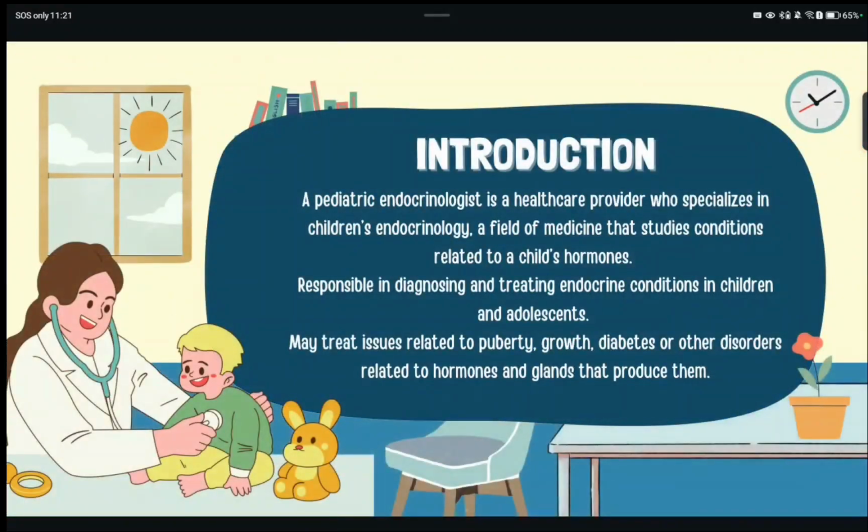First off, I would give a brief introduction about the specialty that I've chosen. A pediatric endocrinologist is a healthcare provider who specializes in children's endocrinology, a field of medicine that studies conditions related to a child's hormones, and they are responsible for diagnosing and treating endocrine conditions in children and adolescents. They may also treat issues related to puberty, growth, diabetes, or other disorders related to hormones and the glands that produce them.